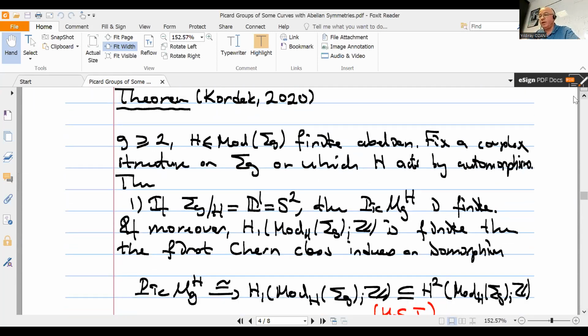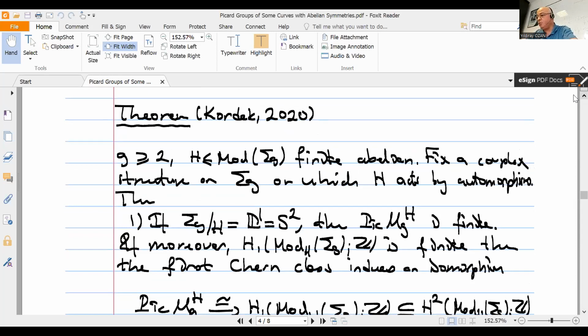In 2020, Kevin Kordek proved the following theorem. He proved that if the genus is larger than or equal to 2 and H is a finite abelian group in the mapping class group of the surface Sigma_g, then by Kerckhoff's solution and its generalizations, we may put a complex structure on this surface so that it becomes a Riemann surface, and H acts on that surface as automorphisms of the Riemann surface, so they are holomorphic maps.